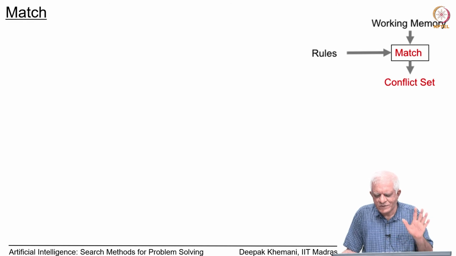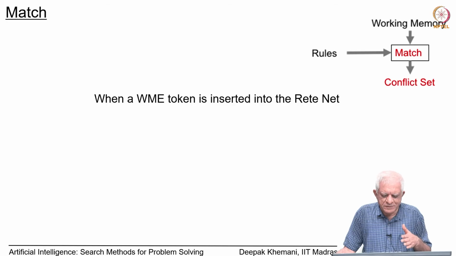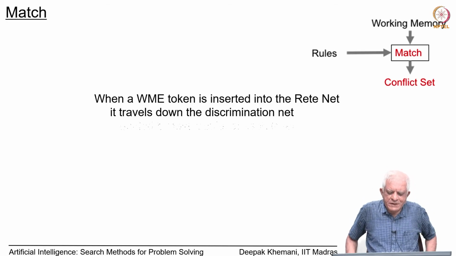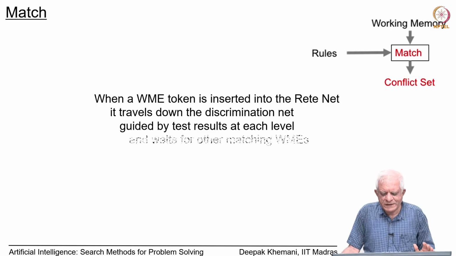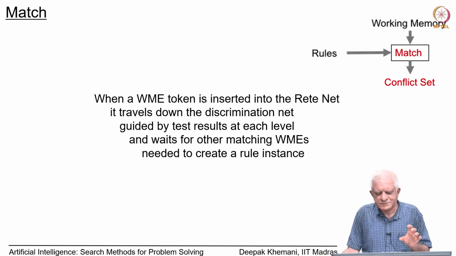So, how does the Rete net handle this data is the question that we want to ask. Remember that originally what was happening was that you put the working memory and you got the conflict set. But in the Rete net, when a working memory token is inserted, it travels down the discrimination network, that is the alpha network, guided by the tests at each level. We have seen that alpha nodes have tests associated with them, and eventually it waits for other matching working memory elements needed to create a rule instance. So, in the alpha network, it goes as far down as it can, and then it is waiting to be summoned by a beta node essentially.